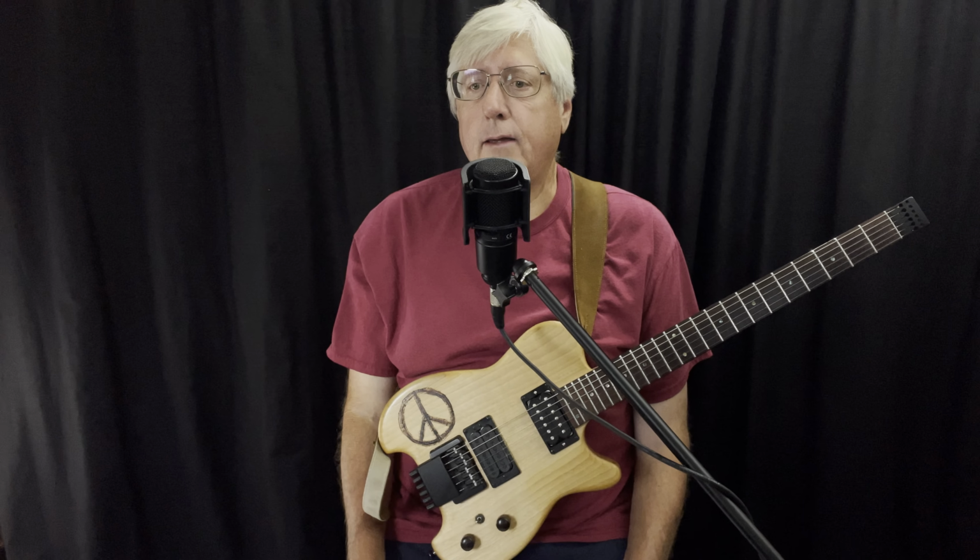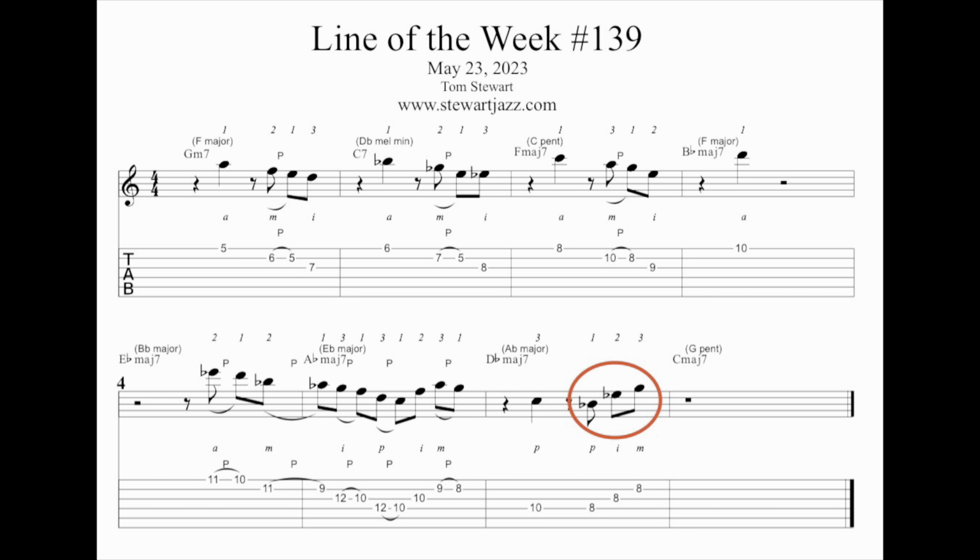As a side note, in this particular line this week, there's an E flat major triad in measure 7 circled in red. This triad contains the tensions 9, sharp 11, and 13 of the D flat major 7 chord.